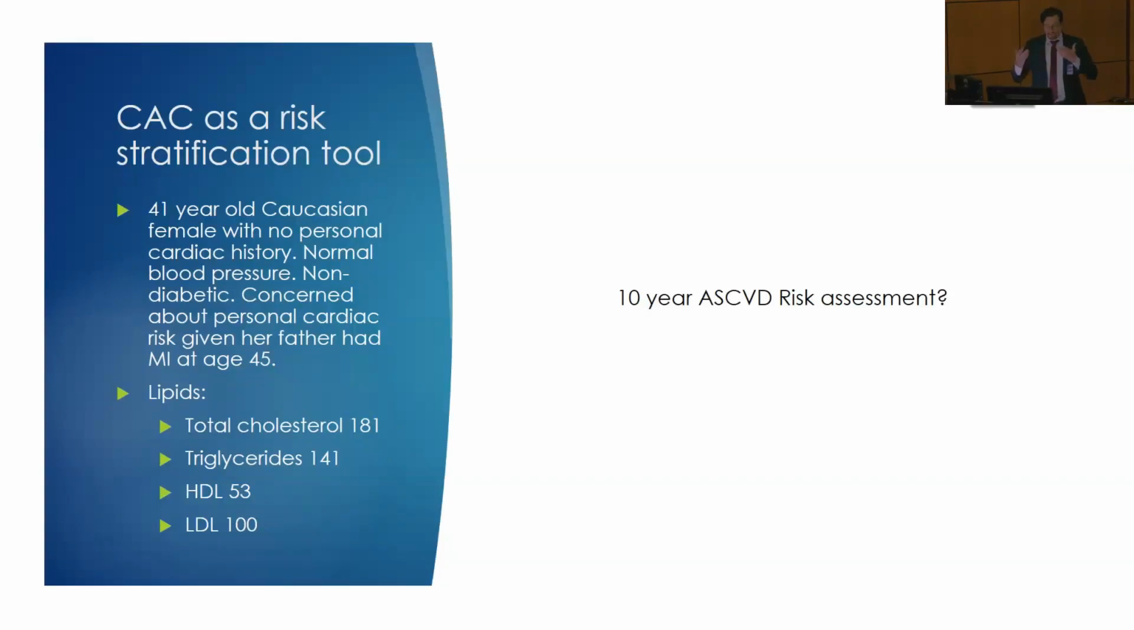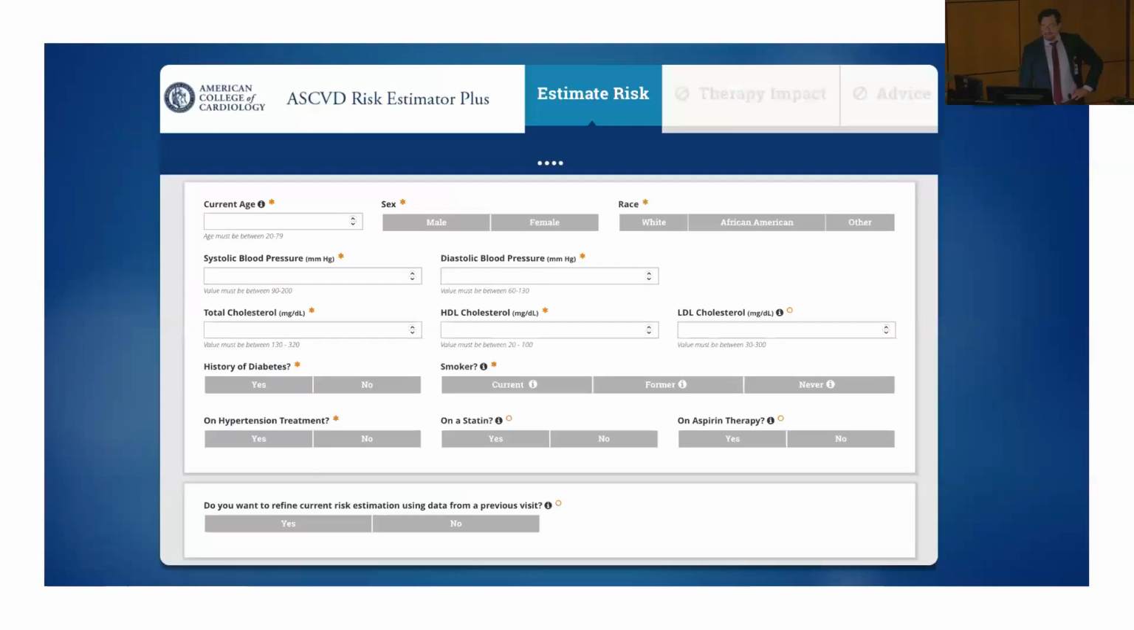Her primary care doctor appropriately checked her cholesterol, and it's pretty good. It fits within normal limits. Total cholesterol is less than 200, it's 181. Triglycerides are normal, 141. HDL is high at 53. Her LDL is 100. Our lab says less than 130 is normal, so technically a normal value.